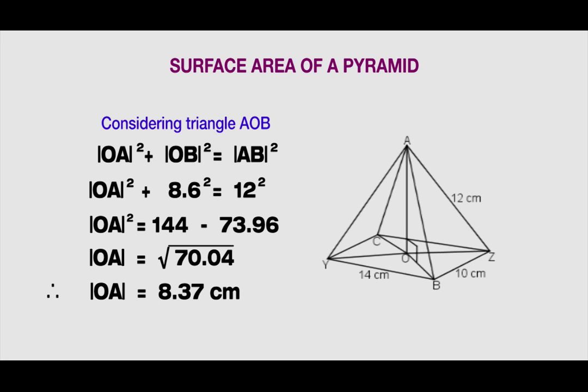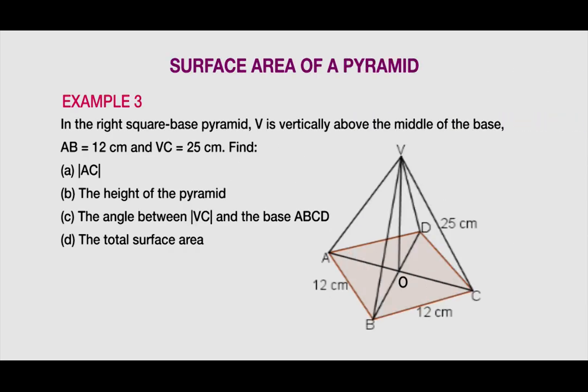Let us look at the third example. In the right square base pyramid, V is vertically above the middle of the base. AB is equal to 12 centimeters and VC is equal to 25 centimeters. Find A, the length AC, B, the height of the pyramid, C, the angle between the line VC and the base ABCD, D, the total surface area of the pyramid.